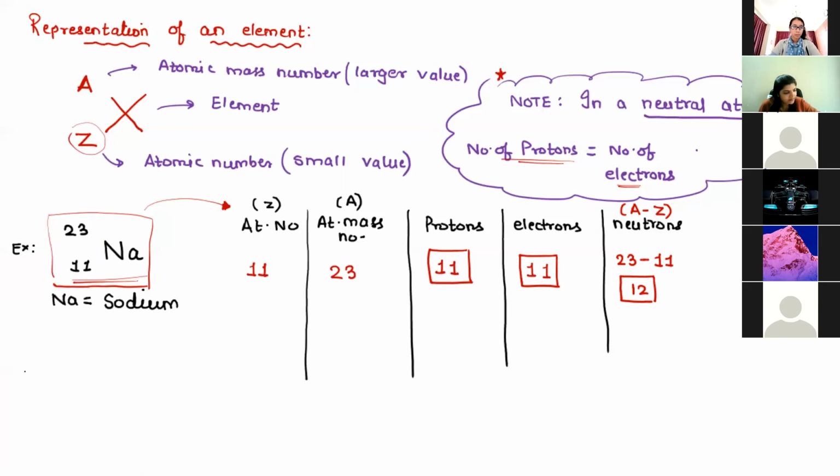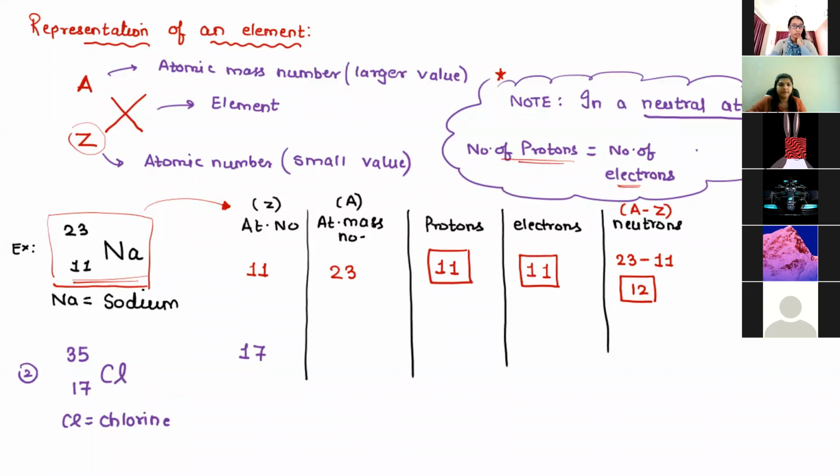One more example. I have chlorine, 17 and 35. Cl is chlorine. So I'm going to ask, that person is going to answer. Samuel, what will be the atomic number? 17. Good. Ayush, atomic mass number. Ma'am, 35. Yes, 35. Ayush said 35.